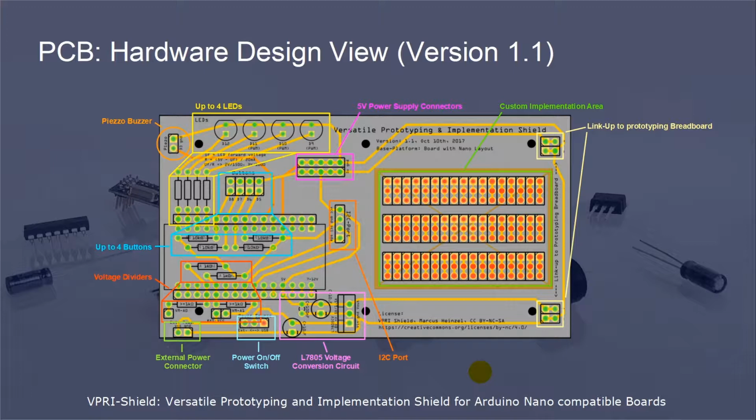I will outline the hardware design considerations in detail by using the hardware design view of the shield. On the hardware design view picture you see here, the copper shield is removed for a better view. Furthermore, the picture you see is a picture of version 1.1 of the shield, which includes some improvements. For each circuit part I will walk you through the hardware design considerations in detail.